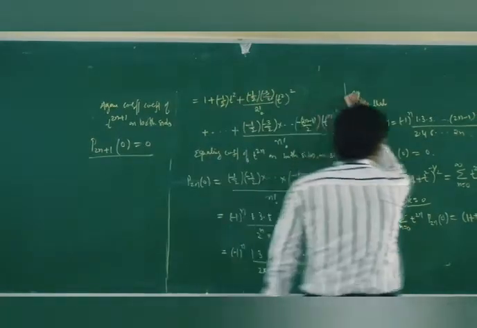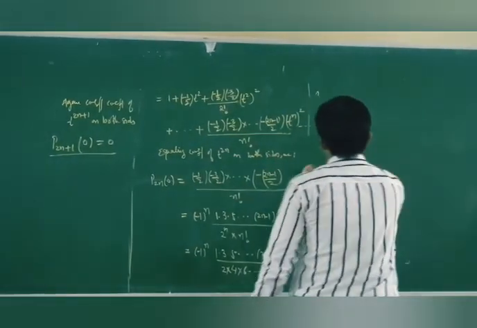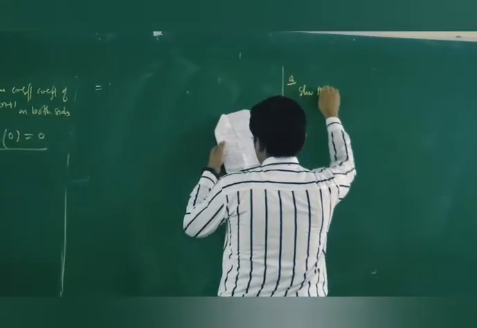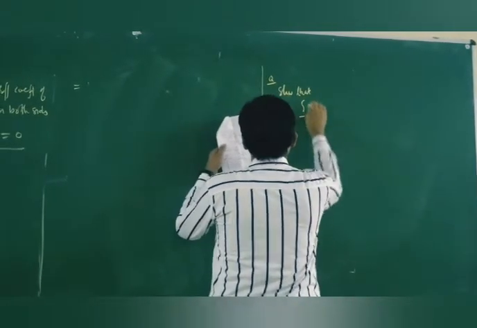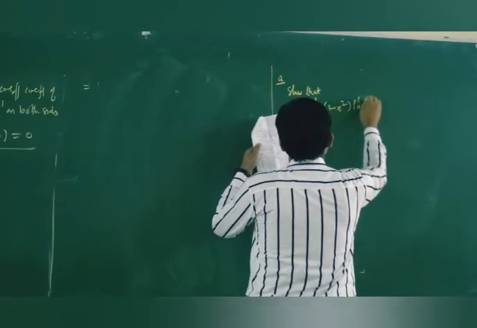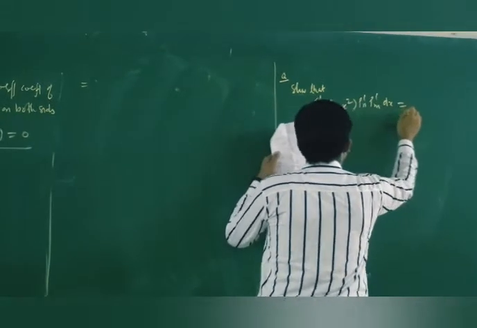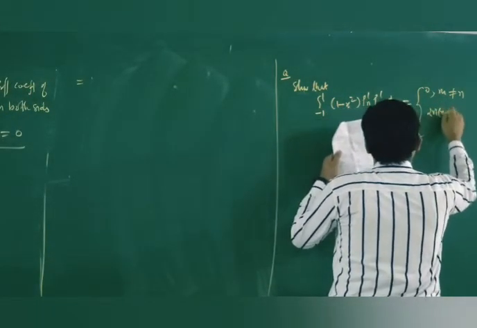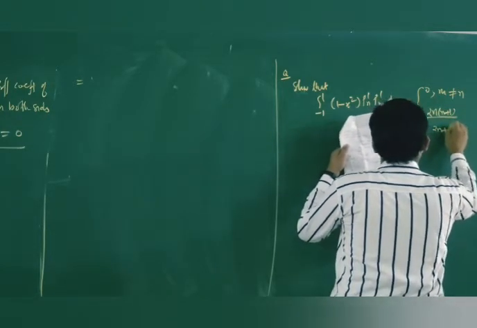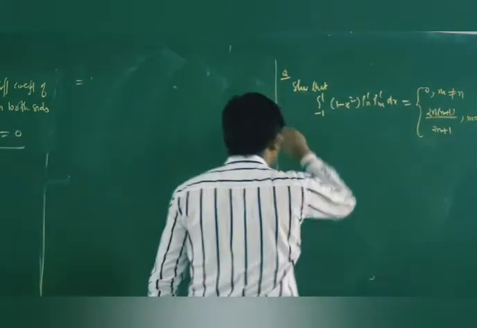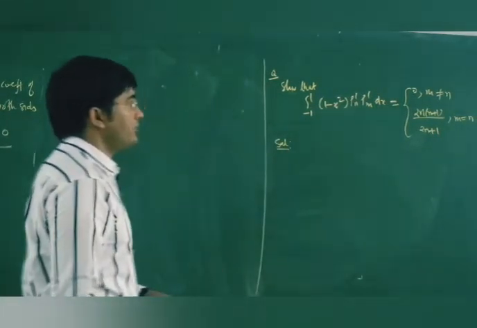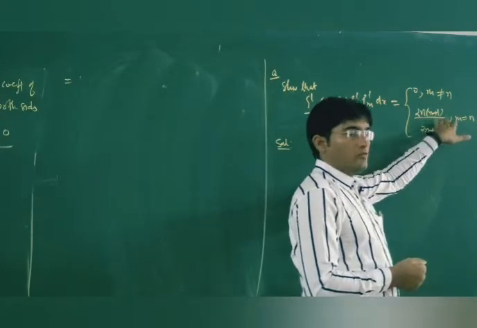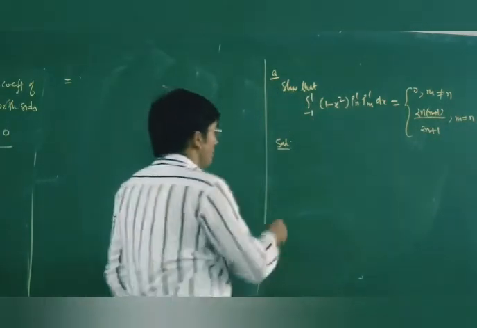Then next problem, question, show that integral minus 1 to 1, 1 minus x square Pm dash Pn dash dx is equal to either 0 for m not equal to n, and this is 2n(n plus 1) upon 2n plus 1 if m equal to n. Solution. So here we have to show that this integral is either 0 or this one for m not equal to n and for m equal to n. So let us take the left hand side.